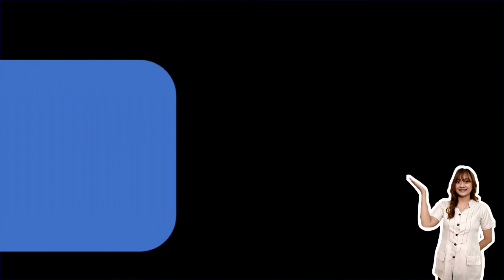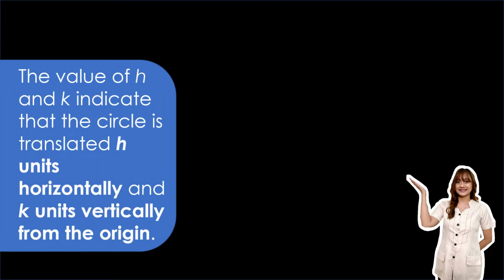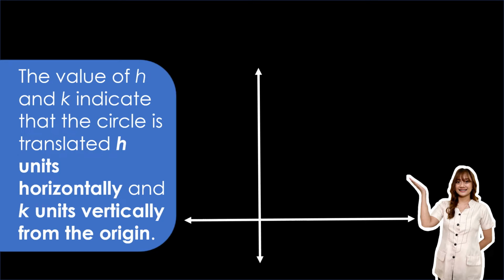As mentioned in our previous slide, the center stands for (h, k) while the radius stands for r. Now, what is meant by (h, k)? The values of h and k indicate that the center is translated h units horizontally and k units vertically from the origin. Now, let us sketch the graph of the standard equation of the circle in a Cartesian plane.